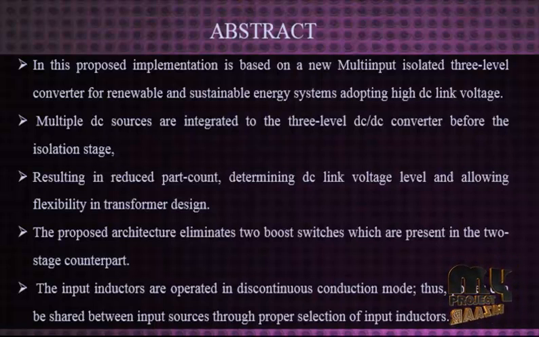The proposed implementation is based on a new multi-input isolated 3-level converter for renewable energy and sustainable energy systems adopting high DC link voltage. Multiple DC sources are integrated to the 3-level DC to DC converter before the isolation stage, resulting in reduced part count, determining DC link voltage level and allowing flexibility in transformer design.